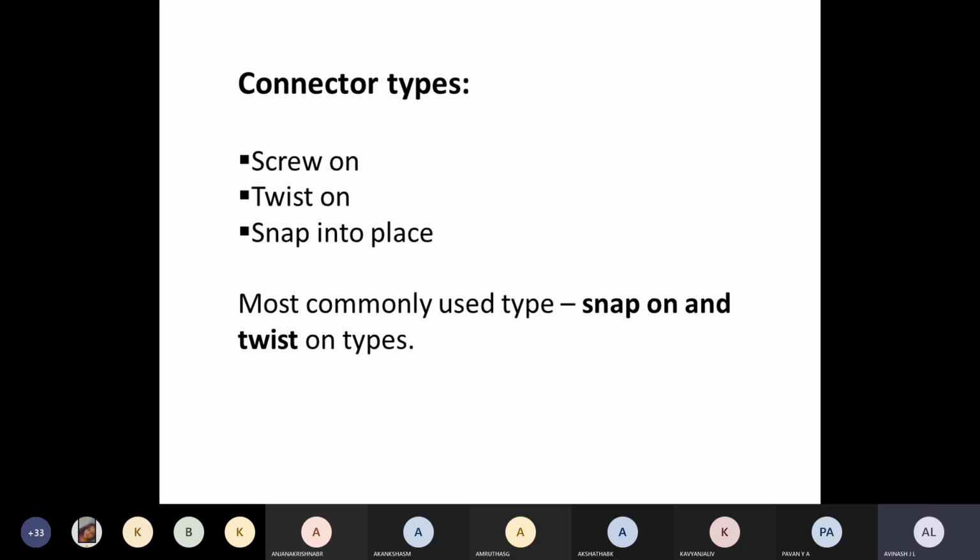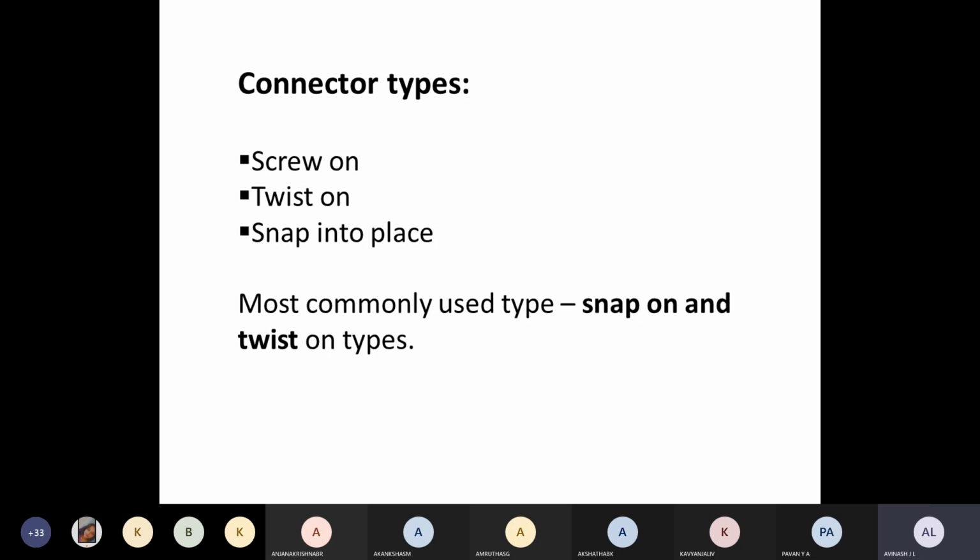So now, in these three types, the most commonly used types are snap-on and twist-on types. Snapping means keeping it in one particular place, and that is the most commonly used. And the second one is twist-on.